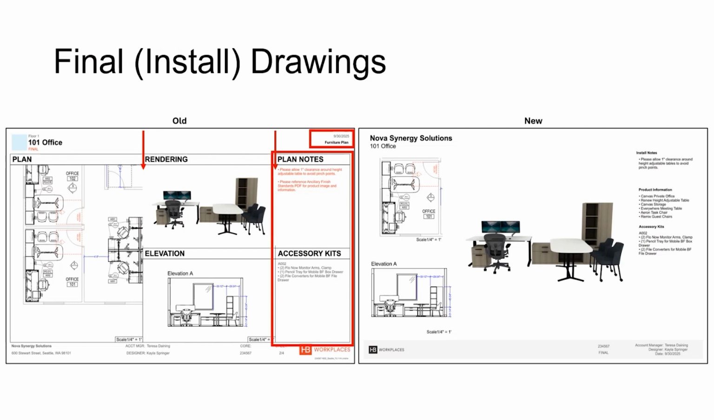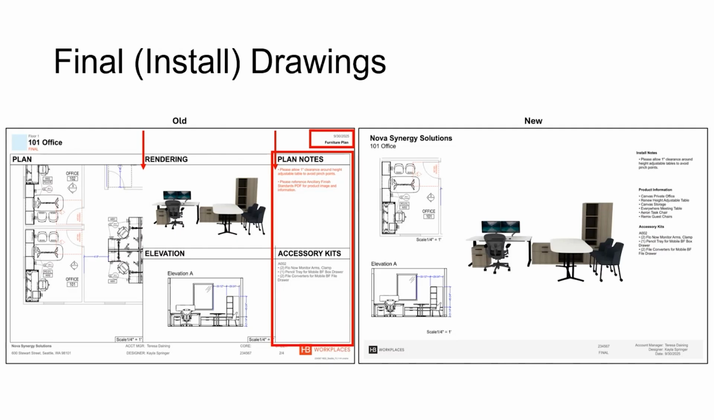And lastly, we simplified the notes on the right-hand side and adjusted the size and the color of the text. So we felt that the labels on the page were way too large and heavy. So where it says plan, rendering, elevation, accessory kits, that was just taking up a lot of real estate. So we simplified that down, and then we changed all of the text to black.